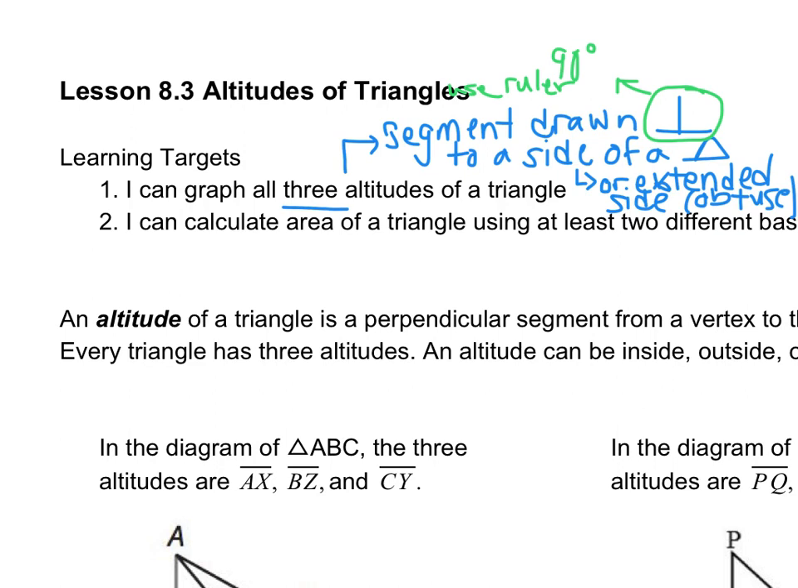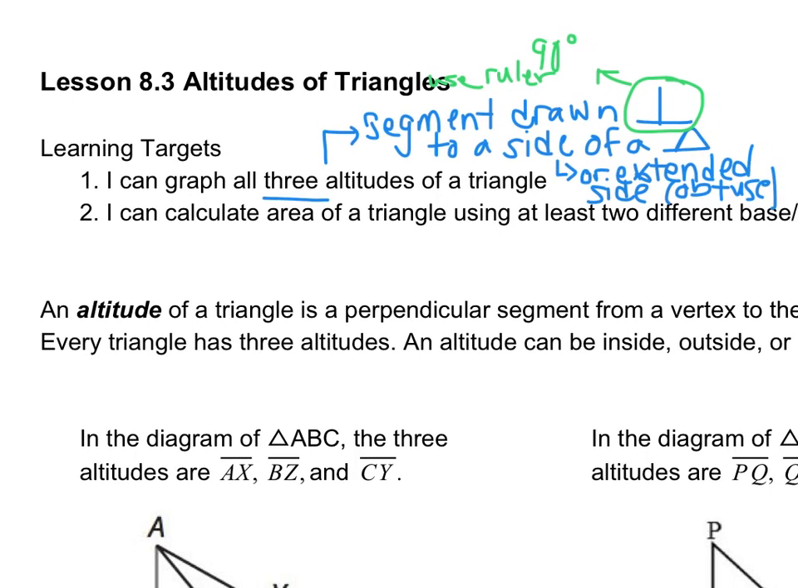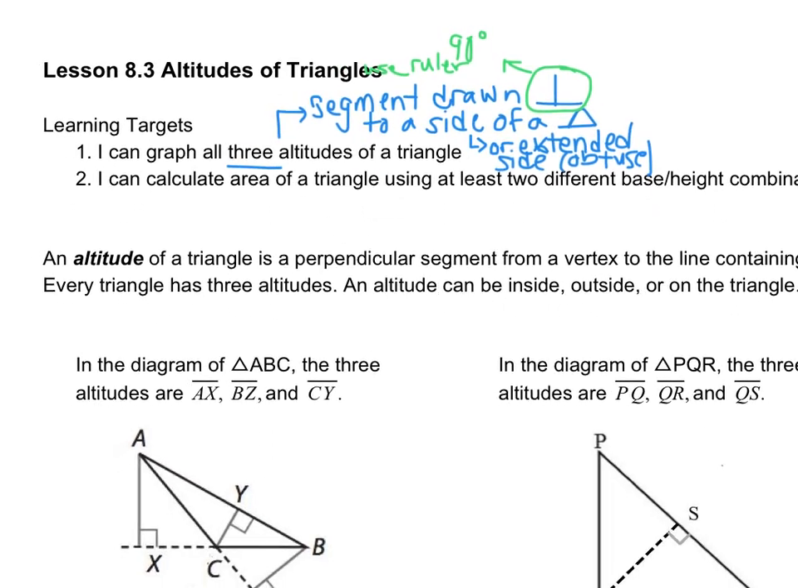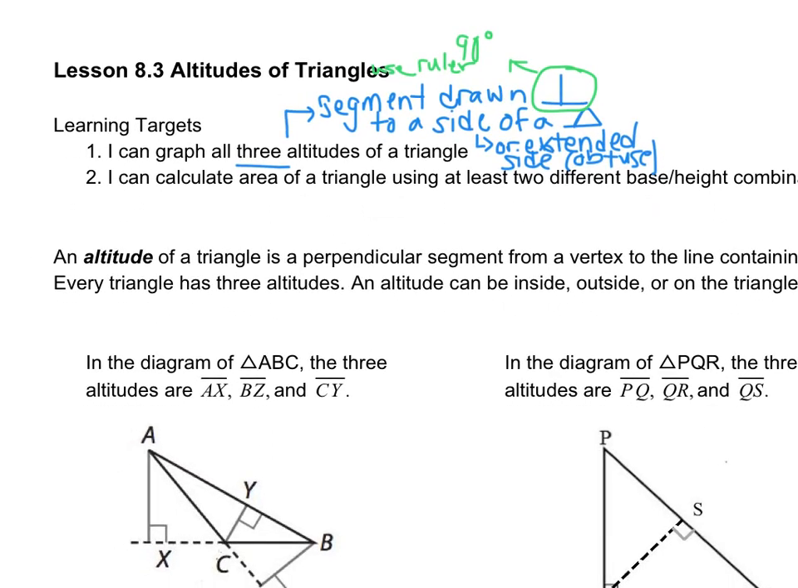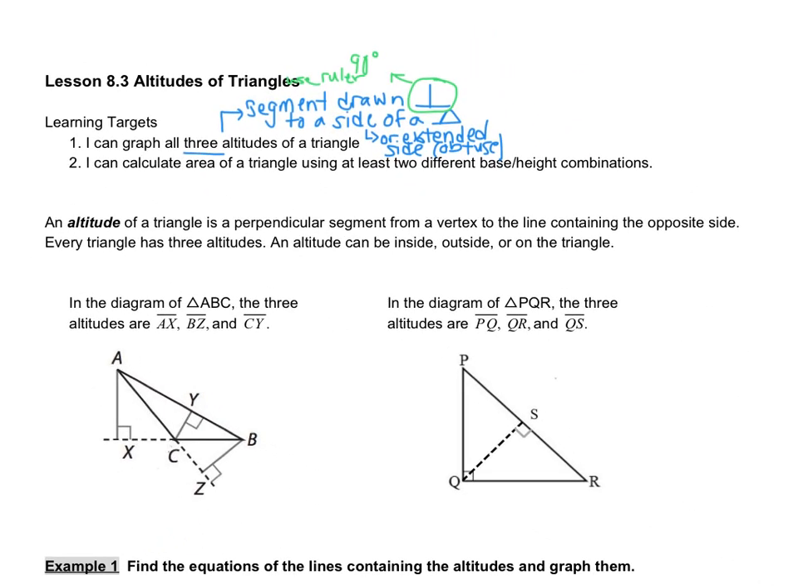As we look at the 2 diagrams that are here, and we read through a little bit of the lesson that you have, it says an altitude of a triangle is a perpendicular segment from a vertex, that's a corner, as we know, to the line containing the opposite side. Every triangle, as we've already discussed, has 3 altitudes. An altitude can be inside, outside, or on the triangle.